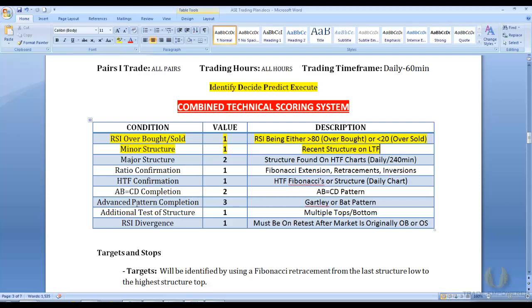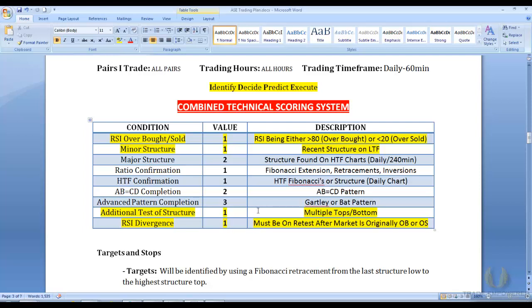Do I need an advanced pattern completion? No. However, I do need an additional test of structure. So I do need a double bottom or a double top to be at that level in order to enter. And I do need RSI divergence. So you can see when I break down the things that are crucial to my trading, it would give me a minimum of 1, 2, 3, 4 points.